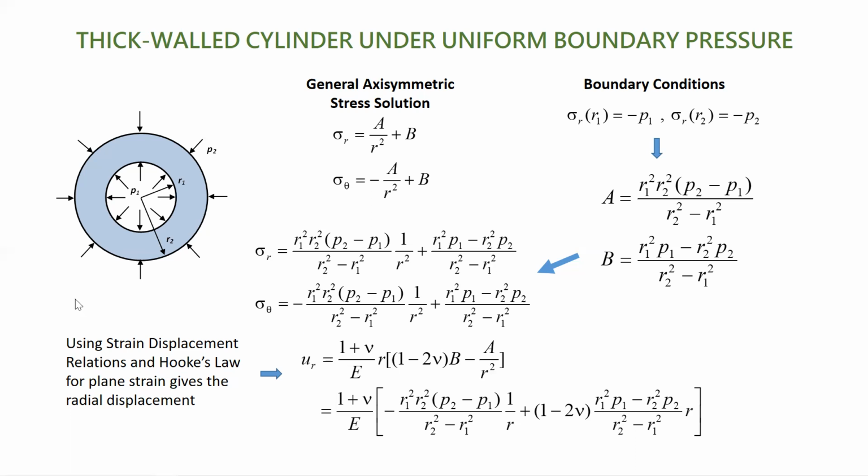What would be the tangential or the hoop deformation? What is U theta? What do you think the value of U theta is?